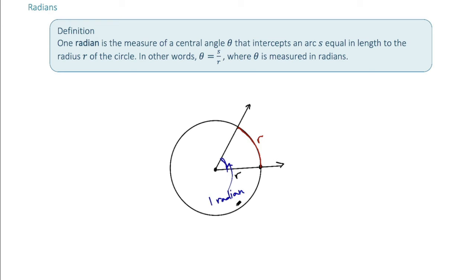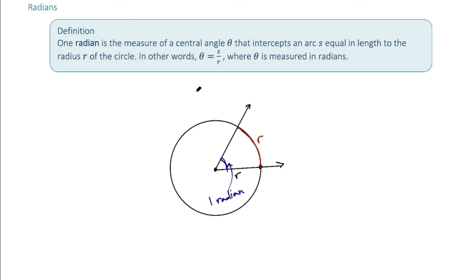And so that actually gives us this nice relationship between the length of an arc S and the angle theta. Theta is that arc length divided by the radius. So when that arc length here is equal to the radius, then when you divide them, you get 1 radian.